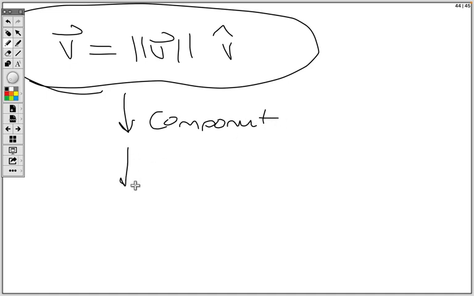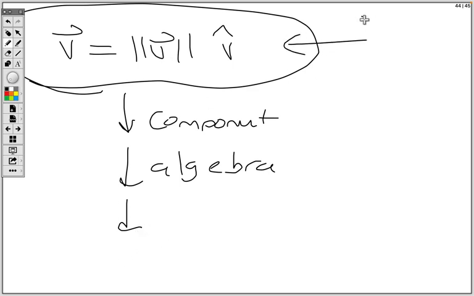And once you get the component form, you can do algebra, and then you can turn it back into this form. Sometimes I call this the polar form because it's like the r and the theta from polar coordinates. Basically v hat tells you the angle, and then the magnitude tells you how far out to go. So sometimes I call this the polar form.